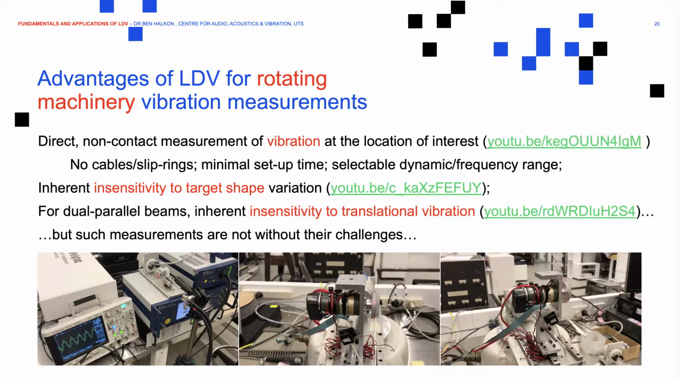And that's not just about two beam instruments, by the way, that's single beam instruments as well. So instruments that make radial vibration measurements from shafts as well as dual beam instruments that make angular vibration measurements from shafts are both inherently insensitive to shape variation. For dual parallel beams, they're also inherently insensitive to translational vibration components, so they only measure angular vibration. In the context of torsional vibration, the engine can be leaping around in X, Y, and Z at the same time as it's doing its torsional vibration thing, and we're not sensitive to that.